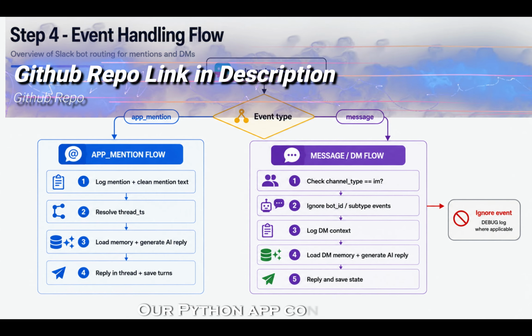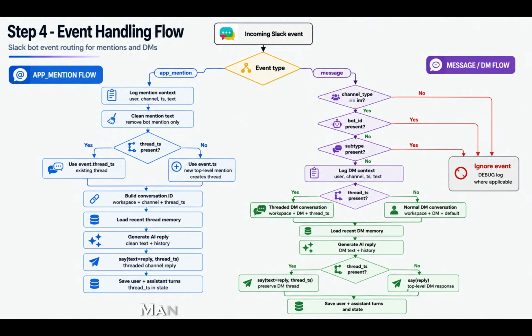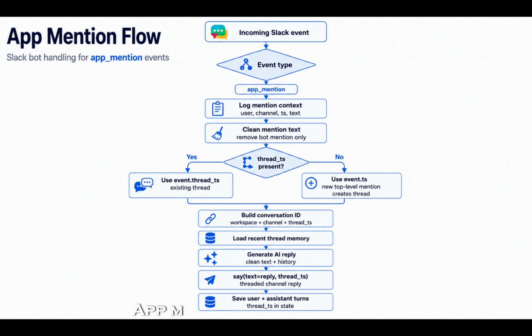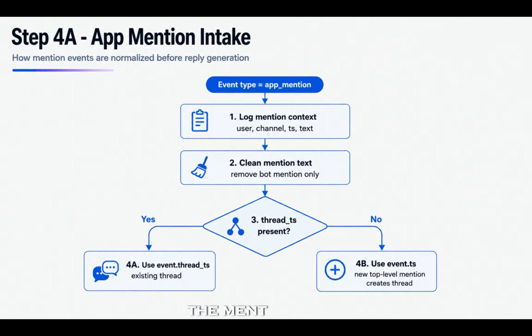Our Python app connects to Slack over a WebSocket in socket mode. Many events arrive, but two drive the bot: app mentions in the channels and direct messages, or DMs. Let's start with the mention flow.